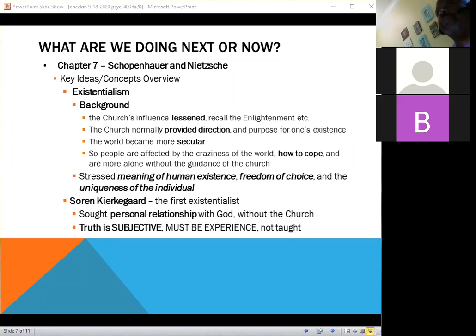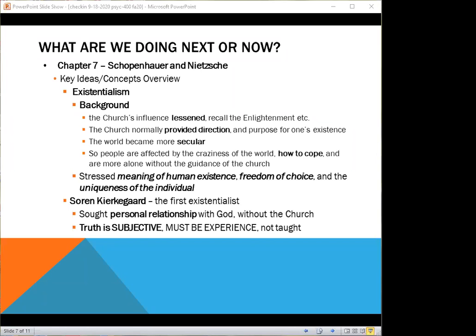And existentialism, what they really stressed was the meaning of human existence. Why are we here? And freedom of choice, your right and your ability to make your own choices about things, and the uniqueness of the individual. You can choose, and you are a unique individual, demonstrating to some extent the idea of your worth. So the individual who's considered to be the first existentialist, so to speak, is Soren Kierkegaard. I think he was Danish. Soren Kierkegaard, the first existentialist, and his ideas.